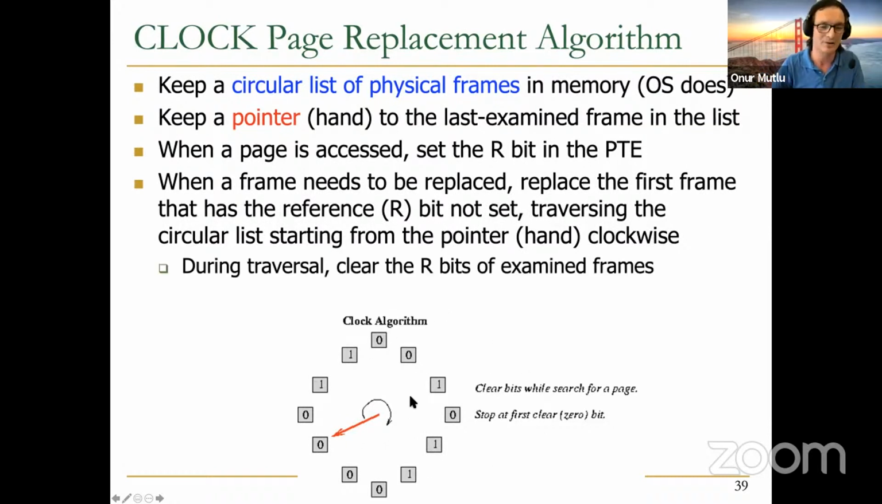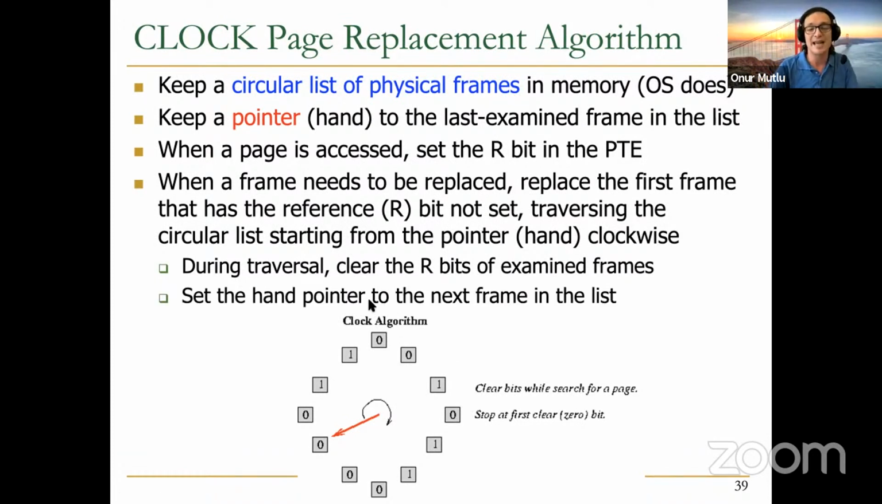Okay, very simple algorithm. During traversal, one option could be to clear the R bits of examined frames. In this particular case, that's what I wrote here, but you can also periodically clear it. You can do it during traversal, which reduces the overhead of periodic clearing. Basically, there are different methods for clearing it. And then you set the hand pointer to the next frame in the list. Okay, so this is very simple. This tries to figure out which page has not been referenced recently, right?